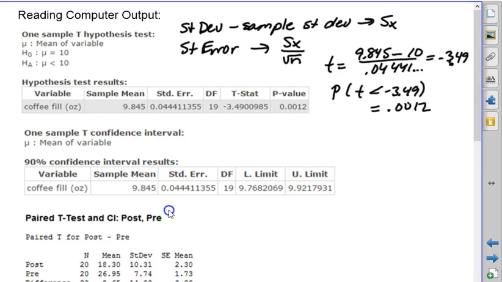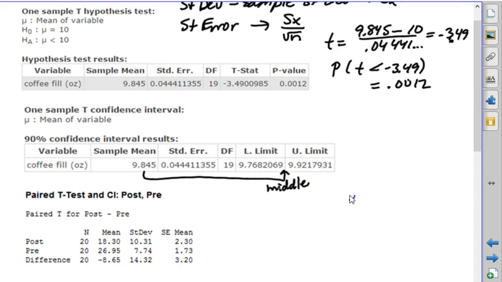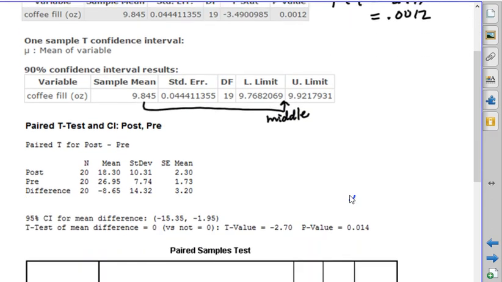Now, for the confidence interval, everything is the same, but it just gives the lower and the upper limits of the confidence interval. And of course, the sample mean would be right in the middle of these two values. So you could find the margin of error if you wanted to. The margin of error would just be the upper limit minus the sample mean, which would be right in the middle of the interval. Okay, this is an example of a paired t-test.